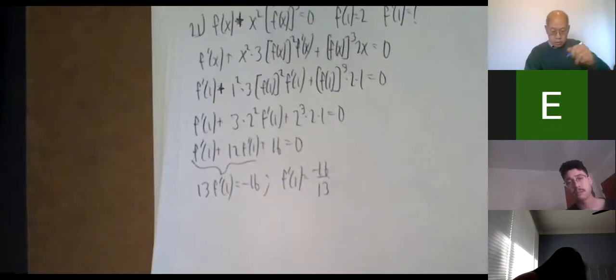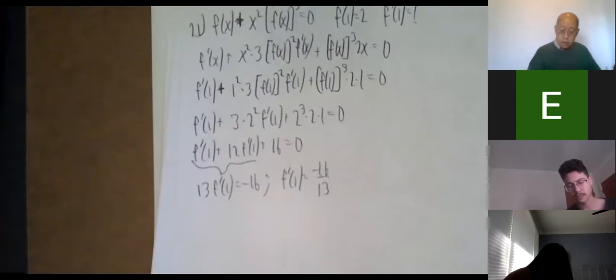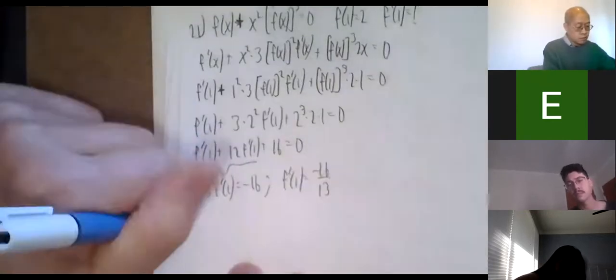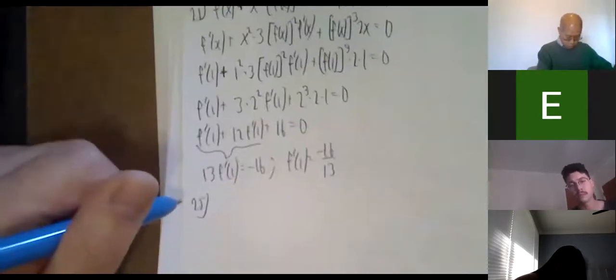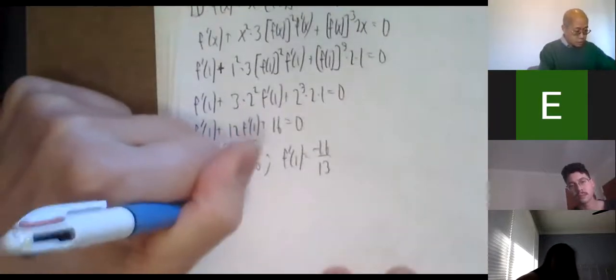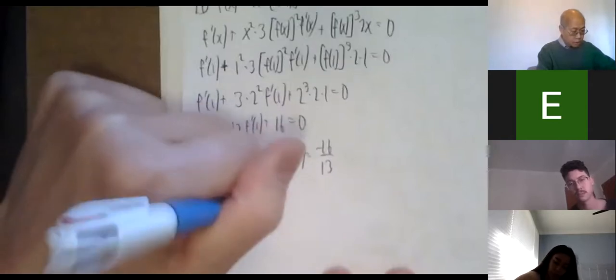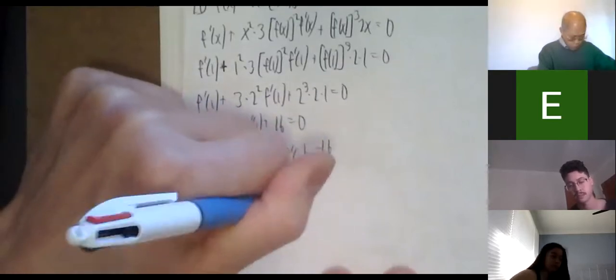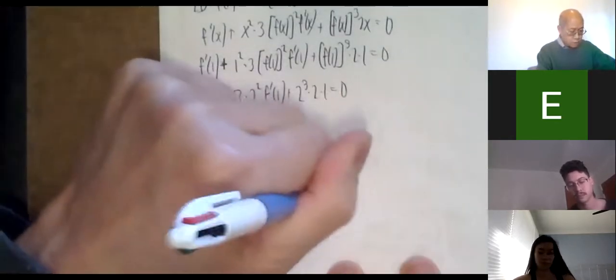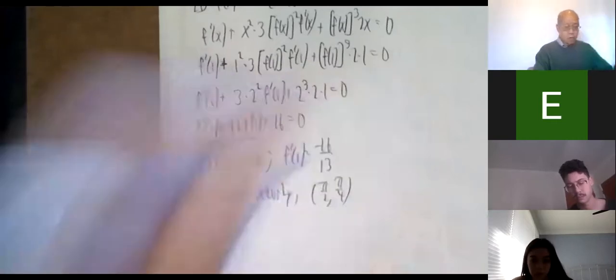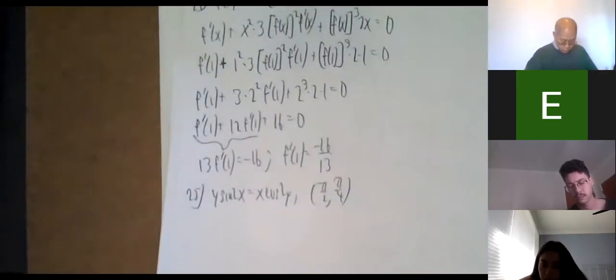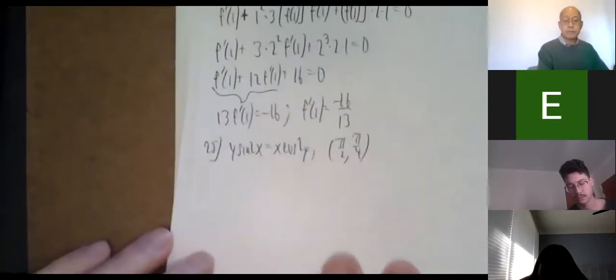Okay. And let's see. Okay, 25. y sine 2x equals x cosine 2y, at pi over 2, pi over 4. Write the equation of the tangent line.